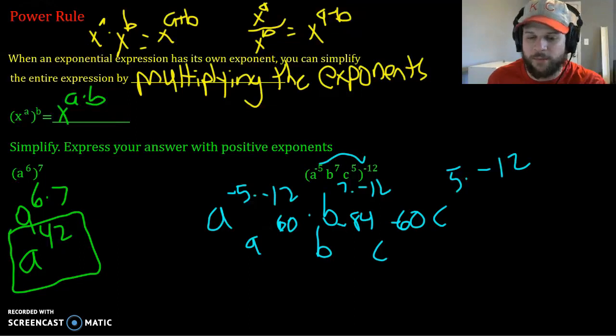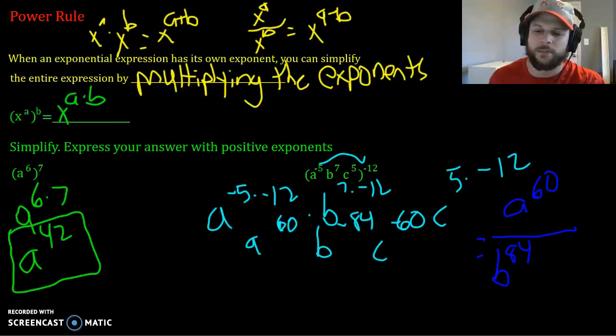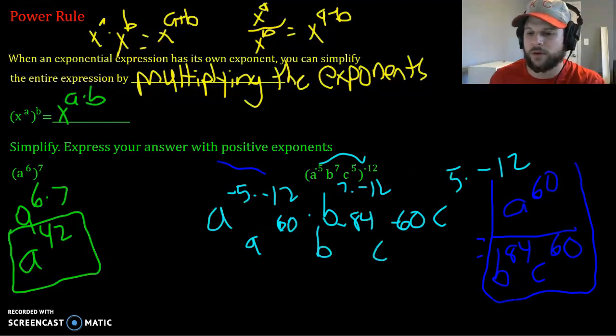Now remember, we have to have positive exponents, so we just know that if we have a negative exponent, we're going to move the entire thing down to the denominator. So the a to the 60 stays on top because it's positive. Then our denominator is going to have both our b to the 84 and c to the 60 because they were negatives up top. And we need to have positive exponents in all of our solutions.